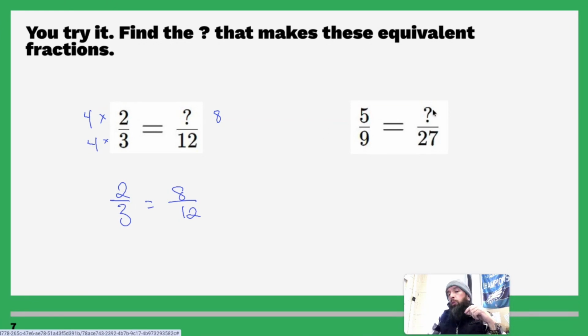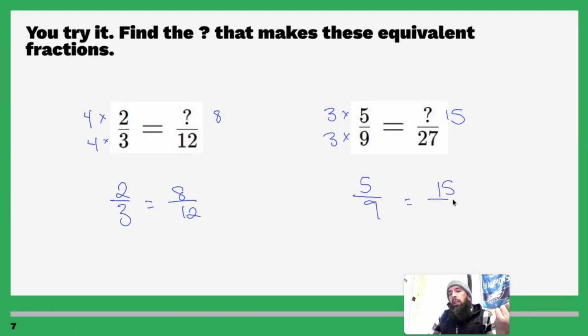5 over 9 equals what over 27? Well, I have to figure out what number I multiply to the top and the bottom, or specifically what number do I multiply to 9 that gives me 27? Well, 9 times 3 is 27, so we're going to do 5 times 3, which is 15. So 5 out of 9 is the same as 15 over 27.